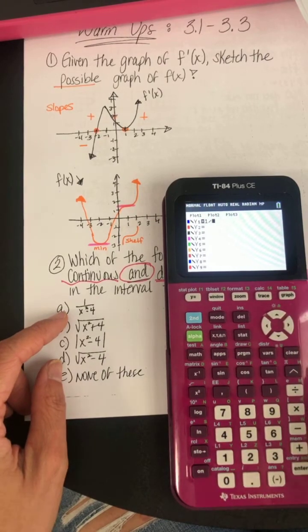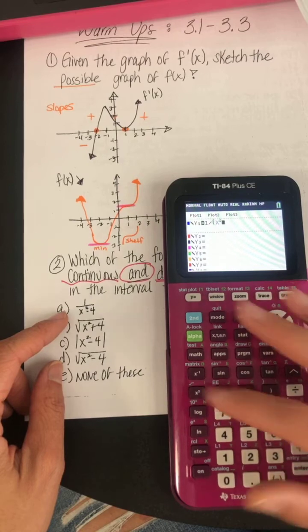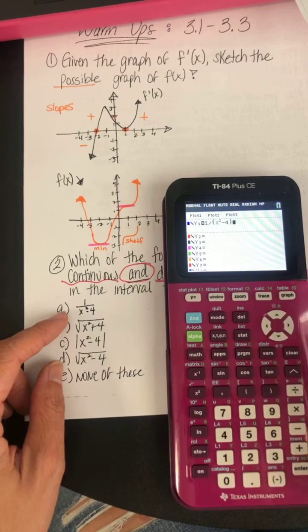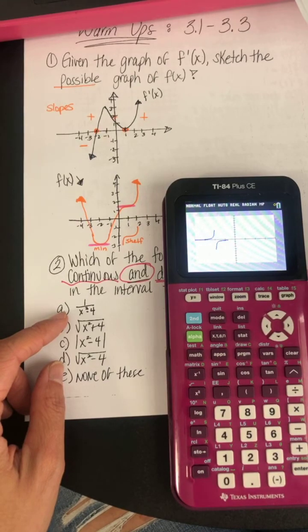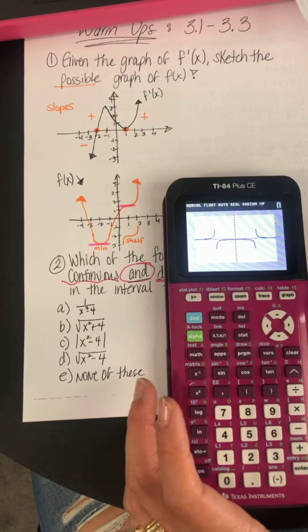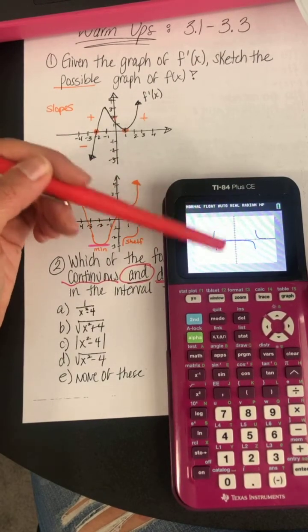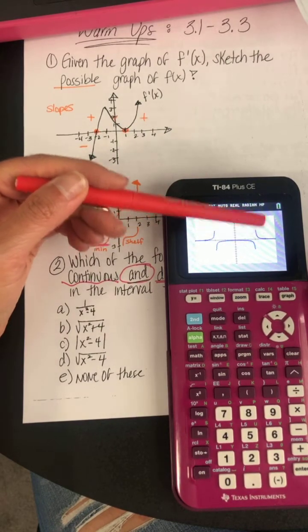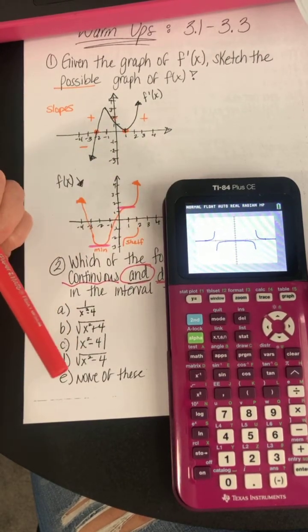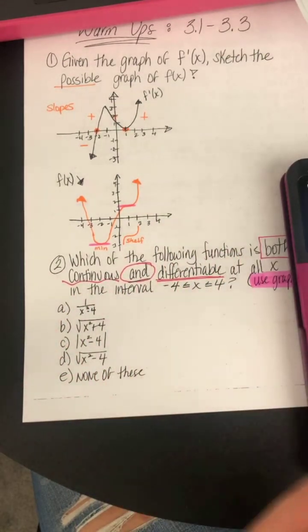So 1 divided by parentheses x squared minus 4. And close parentheses and graph it. My calculator's running a lot faster today. Well, we can see that it is not continuous because we have like a vertical asymptote here at -2 and a vertical asymptote here at +2. So it's not continuous. So that means it's not going to be differentiable on that interval.